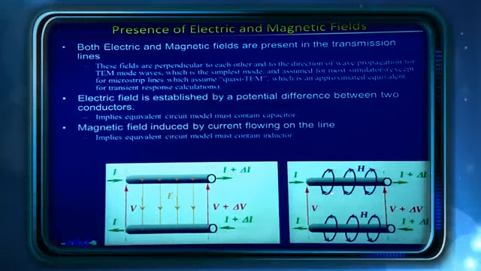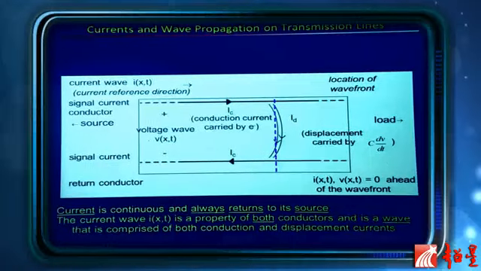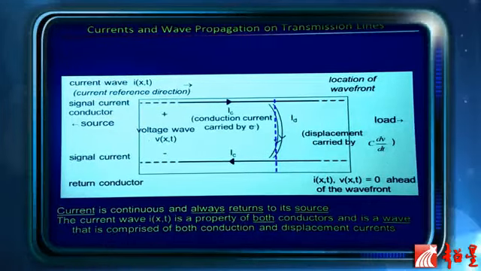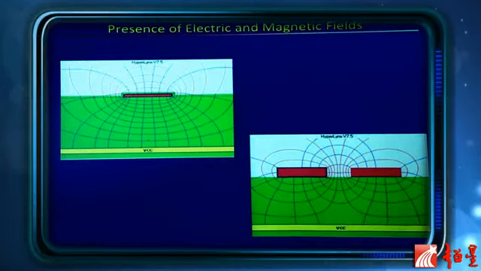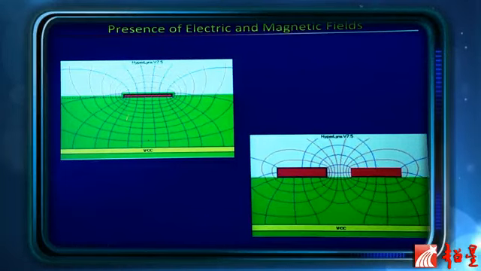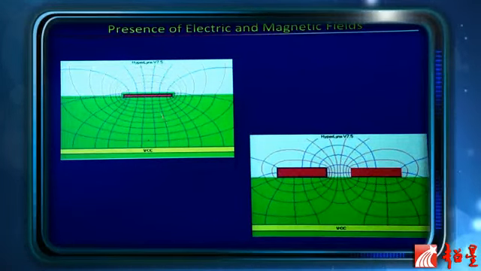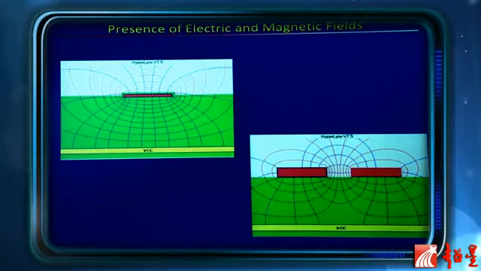In a transmission line, you have E field and H field. This is the same picture, so I'm going to just continue. This is a cross section of the transmission line, and the blue lines are the E field lines, and the red lines are magnetic field lines. So this is one line.